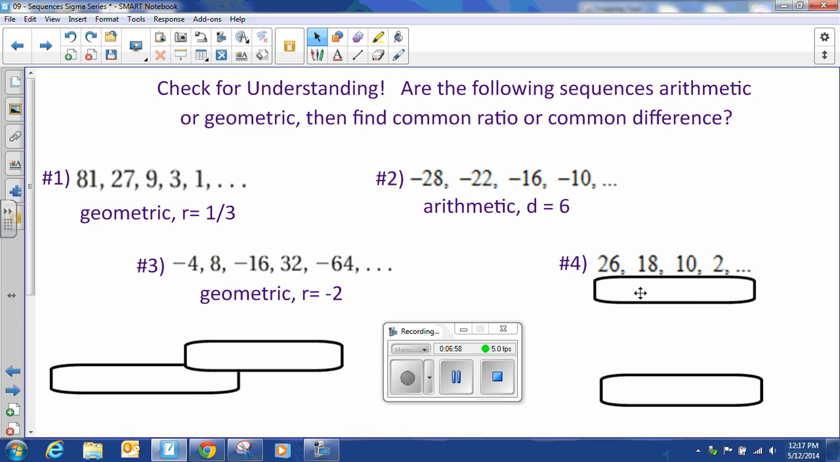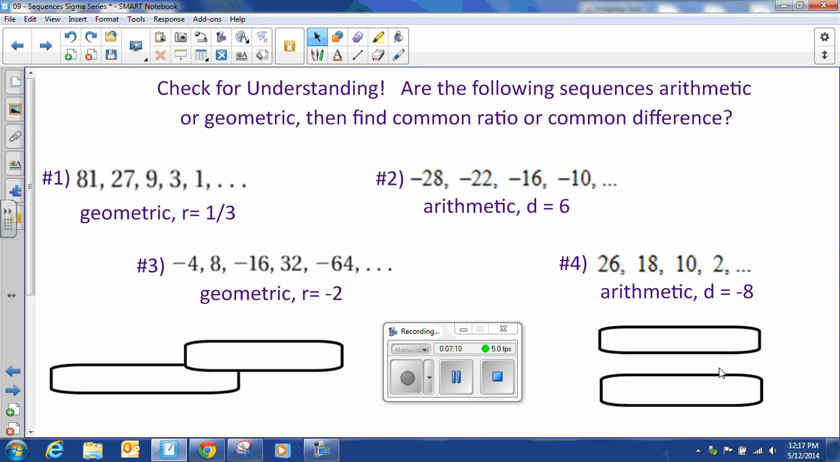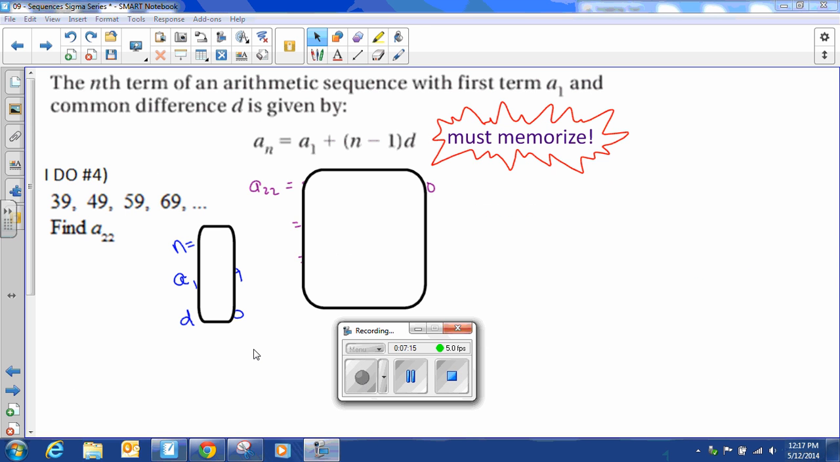Number 4, this is, let's see, 26 down to 18, that's minus 8, minus 8, minus 8. So the common difference is negative 8. This is an arithmetic sequence.